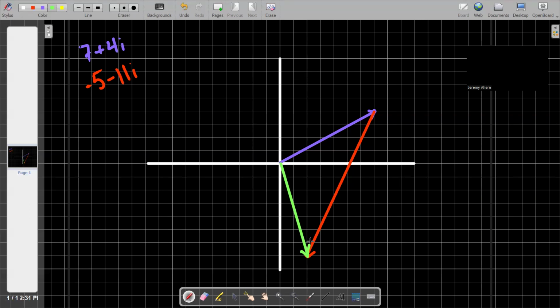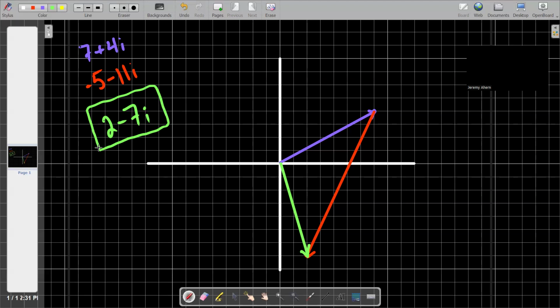So the answer is the location of the tip of the green vector. So where is our final destination, if you will? Yep. And so we want to express it as a complex number. So our final answer is going to be 2 minus 7i. And I doubt that was all that exciting, but that's how you add two complex numbers together.